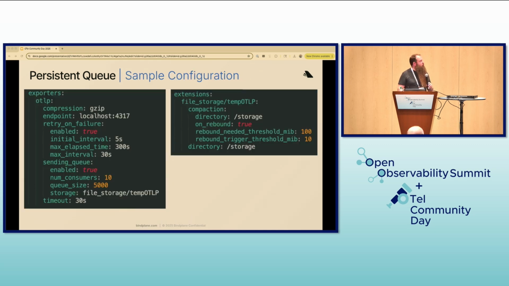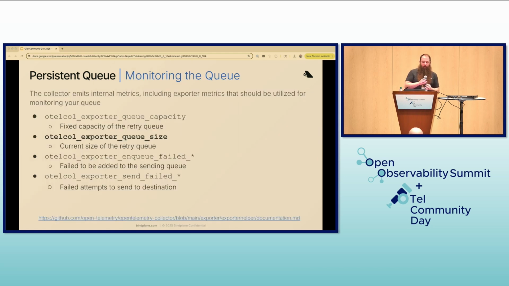All right, here are two quick sample configurations. Setting up an OTLP exporter with the sending queue portion. So again, the sending queue and the persistent queue are enabled within your exporter. And then there will also be the file storage extension, assuming you're using the file storage as opposed to one of the others.